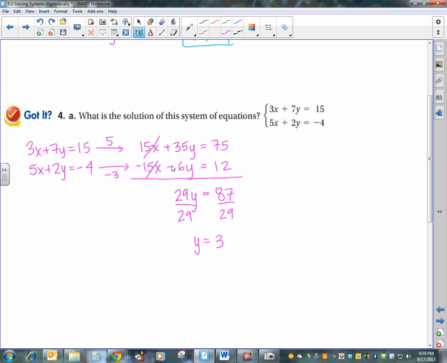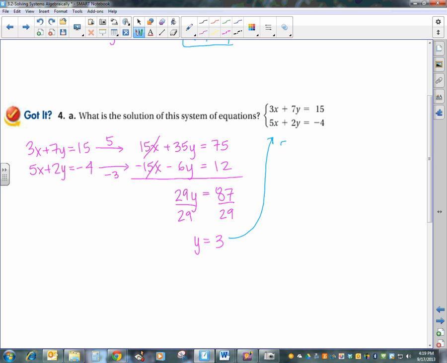So we multiplied by a constant to make our coefficients opposites. Then we combined our equations. We got one equation. We solved that resulting equation. And now I'm going to go back and plug in. Okay, they both this time have a positive y, so it really doesn't matter. I'll probably choose one with smaller numbers.